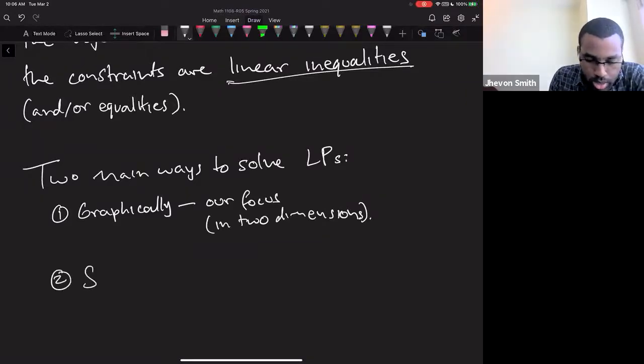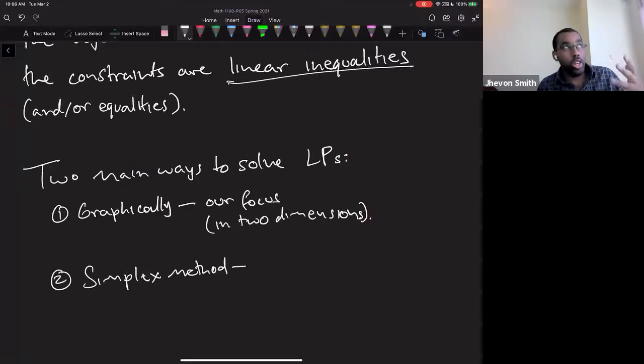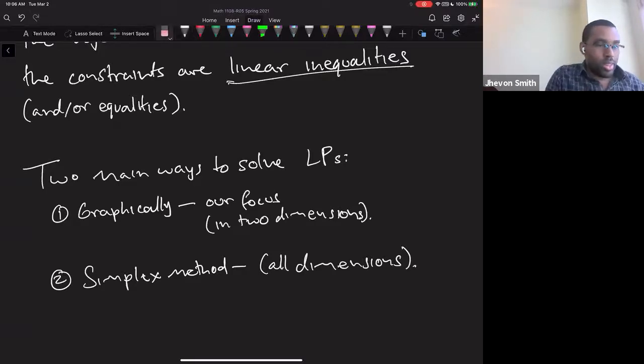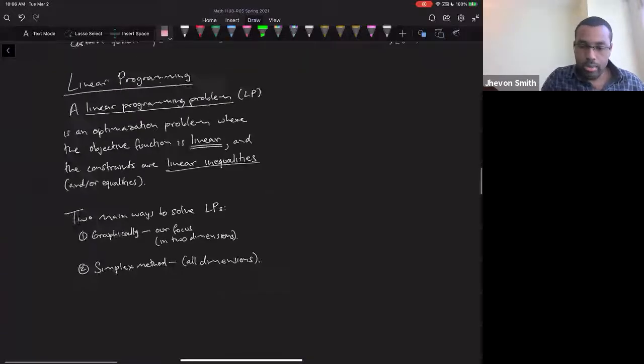Two, something using the simplex method, as it's called. Now, we won't need to know how to do this method, but when we learn to solve it in Excel, this will be the method that Excel would be using in the background. And we just need to know the commands that get it to do it, right? So this is for all dimensions. Okay, so we are going to focus on the graphical one. So that being said, let's actually get to an example.